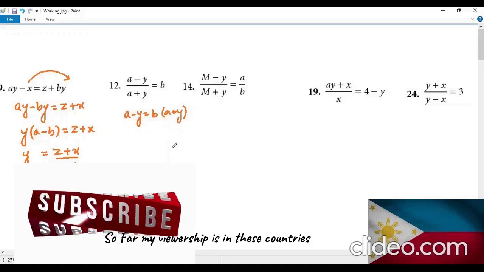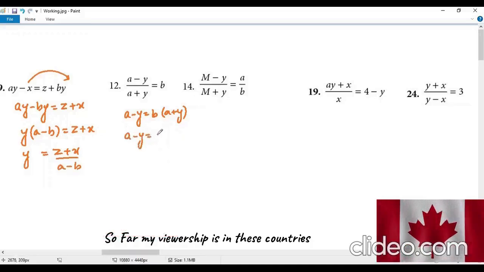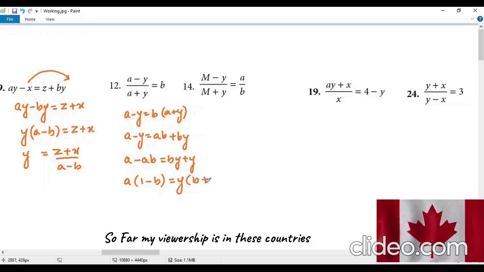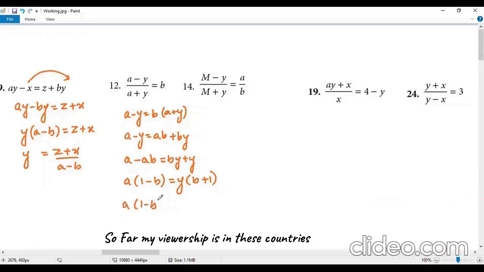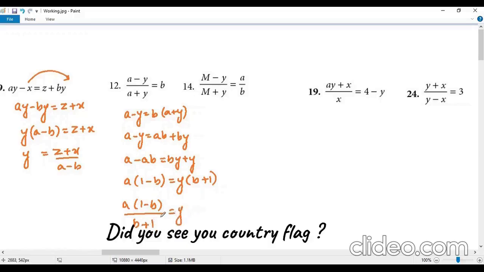a minus y equals ab plus by, and a minus ab will be on this side, and by plus y on the other side. In here a is common, so I will write 1 minus b. Here y is common, and b plus 1 will be like this, and a 1 minus b, and as a denominator b plus 1 will be here, and y will be left over here. That means this is the answer of the question.